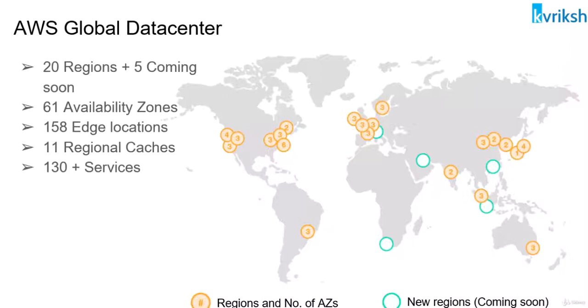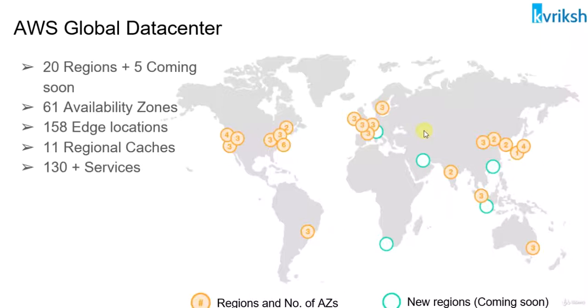First is AWS Global Data Centers. Whenever we use some AWS services, typically we will deploy them in some AWS geographical area. That geographic area is called an AWS region. Across the world, there are different AWS regions available for us. Like in US, there are 7 regions. In India, there is 1 region.